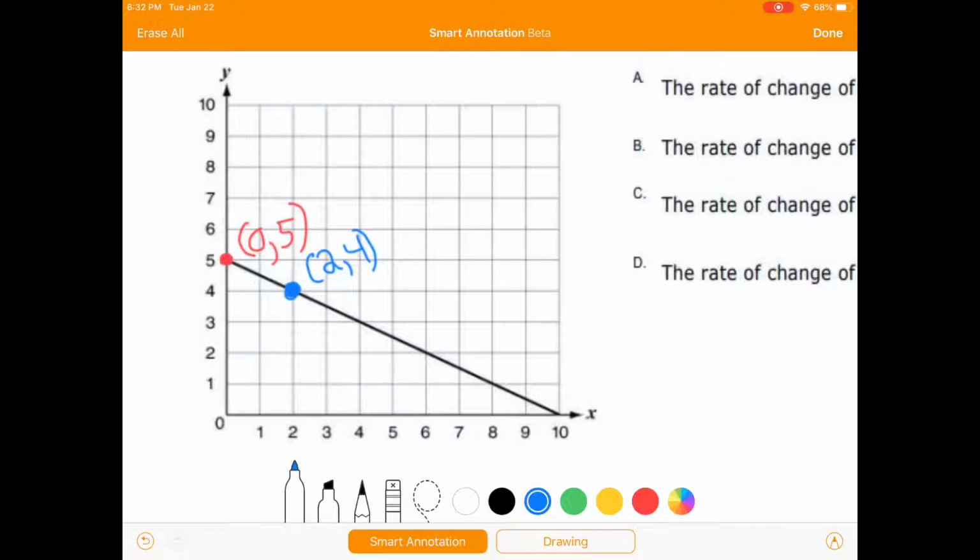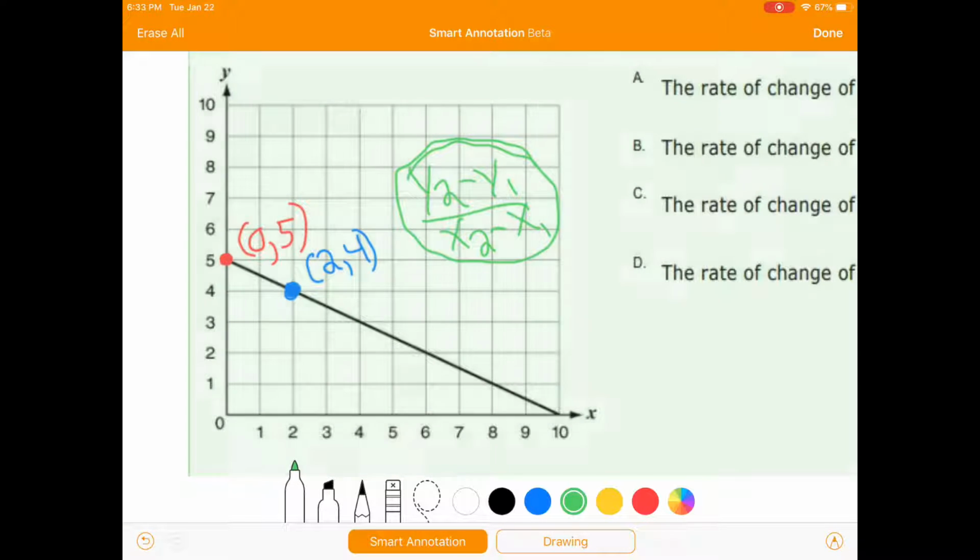Now, once I identify two ordered pairs that are 2 points on the line of the graph, I can find the rate of change in two different ways. One, I can count the rise, then I can count the run, or I can use the formula that we've been using, which is y2 minus y1 divided by x2 minus x1. Now, because all of the other ones we used this slope formula, I'm going to use the method of rise over run and counting it.